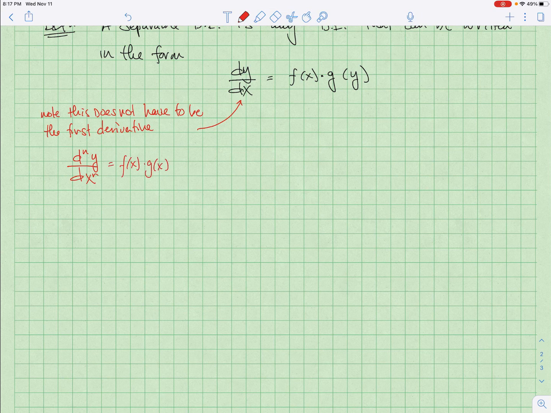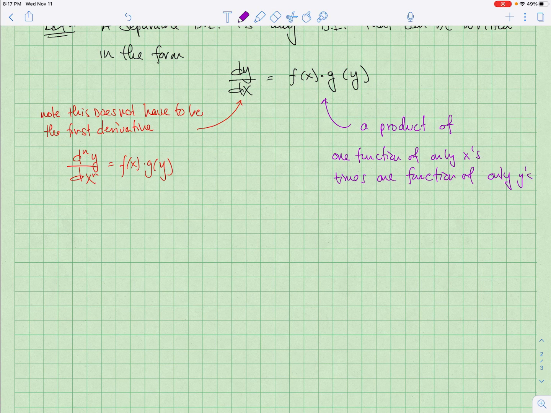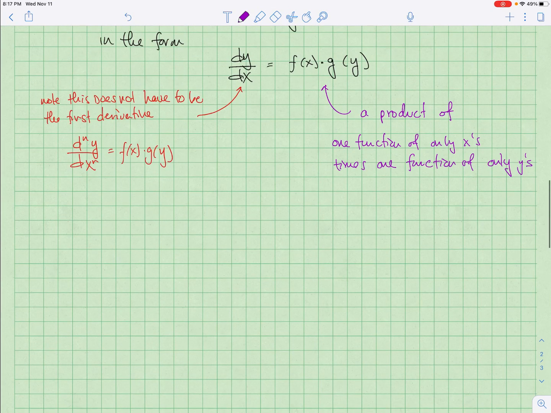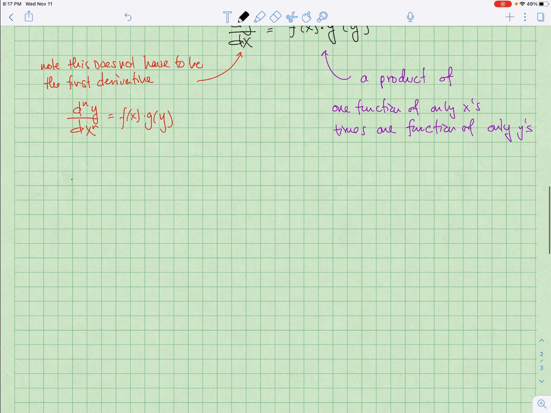But more importantly here is the right side of this equation. Over here, this is a product of one function of only x's times one function of only y's. So we take a look at some examples of that, right?